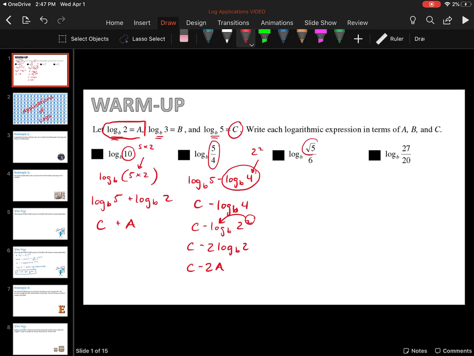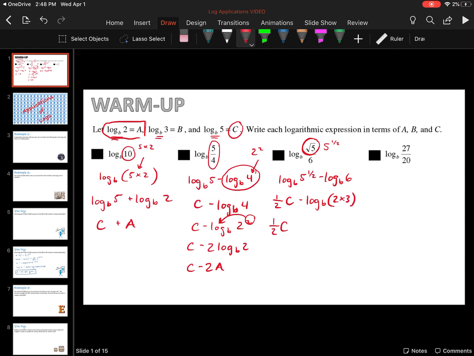For the next one, same thing, but you want to think of 5. When we have a square root, we know a square root can be written as 1/2 as the exponent. So I'm going to write that as log base b of 5 to the 1/2 minus log base b of 6. And now we need to figure out how to rewrite these in terms of log base b of 2, 3, or 5. So the first one, the 1/2, can come out front, and we'll have log base b of 5, which we know is just c. And the next one, we need to write 6 as the product of log base b of 2 and log base b of 3. So I'm going to write it as log base b of 2 times 3.